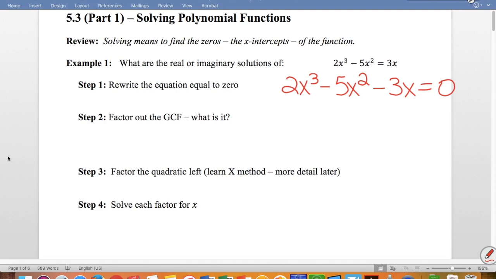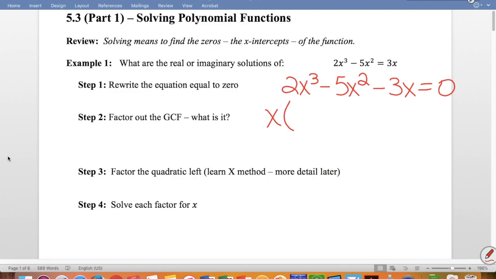Step 2, factor out the greatest common factor. GCF means greatest common factor. So what is it? First of all, check your coefficients. 2, 5, and 3 have nothing in common, no factor that I can divide by. However, each term has a common variable. Each term has an x that I can factor out, so I can divide each of those terms by x.